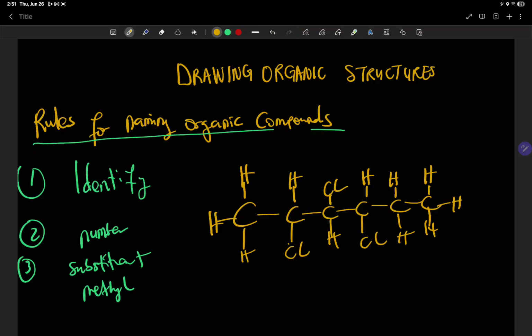So by our rules, first of all, we know that our longest carbon chain is 1, 2, 3, 4, 5, 6. So we're dealing with hexane, because this is a single bond organic compound, which is in the alkane family, the 6th member of the alkane family. Now we have substituents. Chlorine is at carbon number what? When we count this way, it's going to be 1, 2, 3. At carbon number 3, there's chlorine. At carbon number 2, there's chlorine. So it's going to be what?